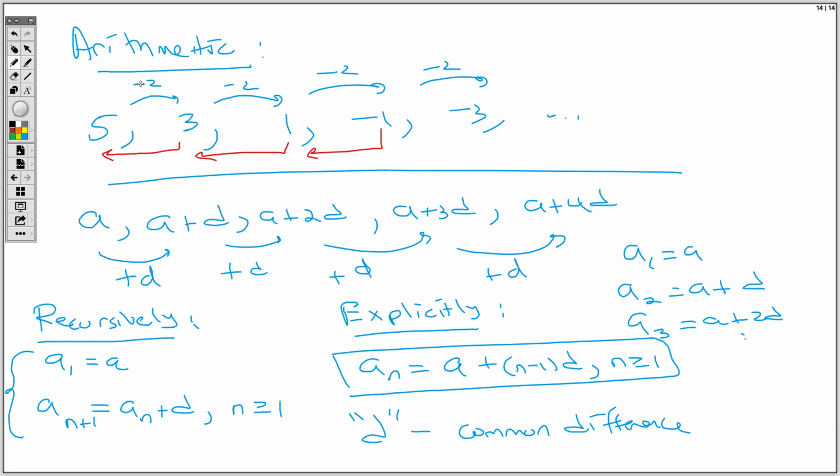Because if you take the difference of any two successive terms, you get the same number. 3 minus 5 is -2. 1 minus 3 is -2. -1 minus 1 is -2. -3 minus -1 is -2, etc. For every step, we're adding the same thing each time. Arithmetic sequences, well, we'll reveal that here in a minute.